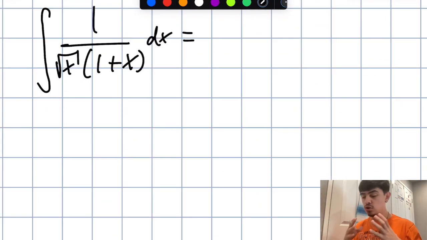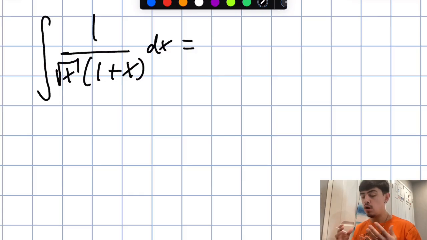Okay, on to the next integral. We have the integral of 1 over the square root of x times 1 plus x. And from what we're seeing right away, yes, we do have a square root. Yes, we do have a function within some parentheses. But remember that u sub needs to have its derivative somewhere in the integral. And inside the square root, we just have x. Derivative of x, just 1. Yes, we do have a 1, but it's 1 plus x. It's not going to help us.